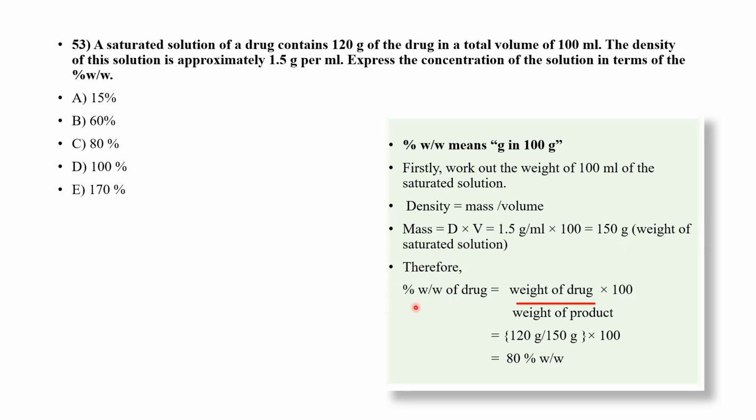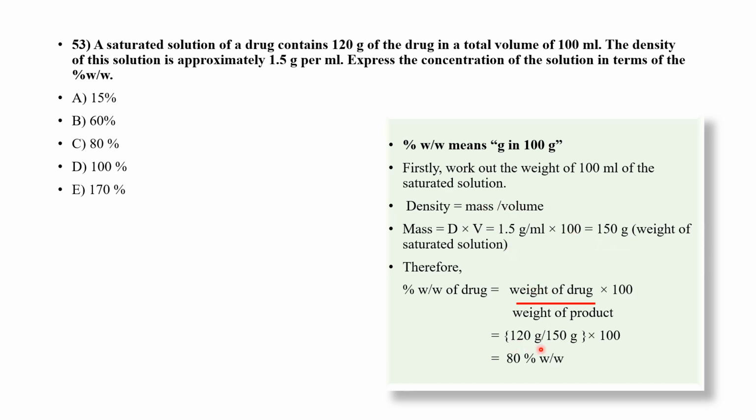Now we can calculate the percentage weight by weight of the drug. Percentage weight by weight of drug means gram in 100 gram. That is weight of the drug divided by weight of the product into 100. So weight of the drug we already know, which is 120 gram, and the weight of the product we have already calculated, which is 150 gram.